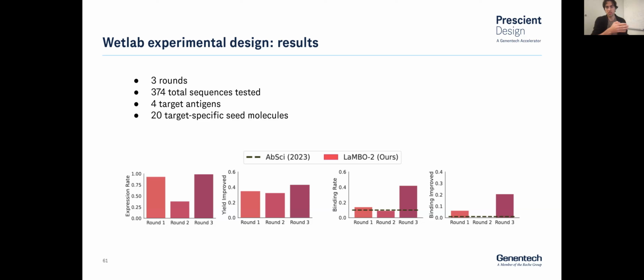And the reason that it's interesting is because essentially it was a result of not setting the coefficient on the KL term large enough. And so the optimization algorithm optimized too aggressively and resulted in low likelihood sequences that didn't express that well. And so then at the next round, we fixed the sequence length and increased the KL term, the coefficient of the KL term, and expression immediately recovered.